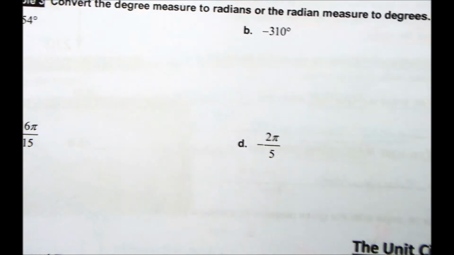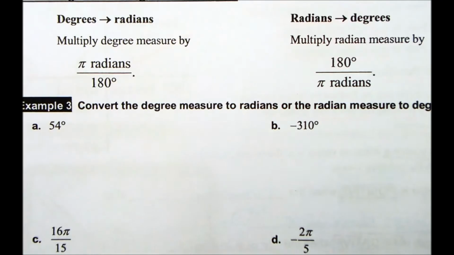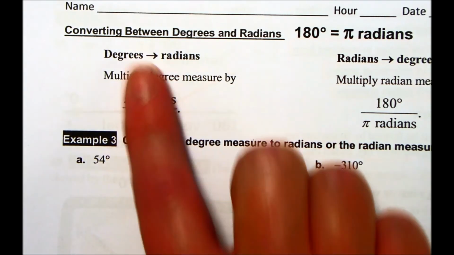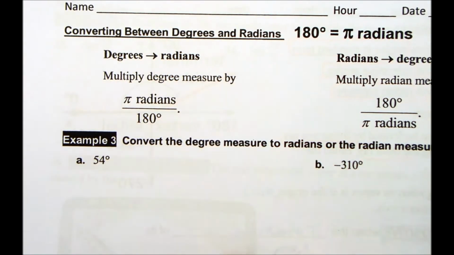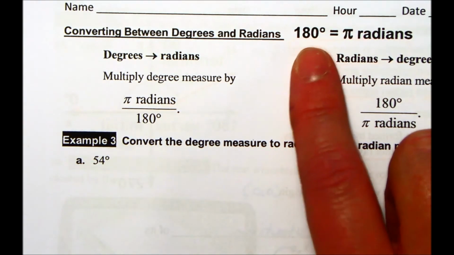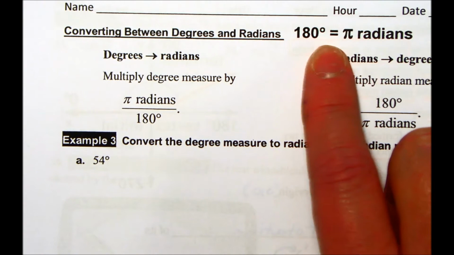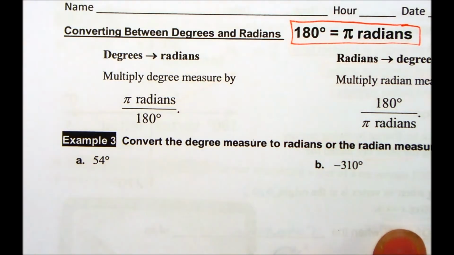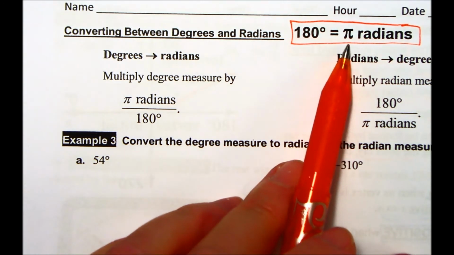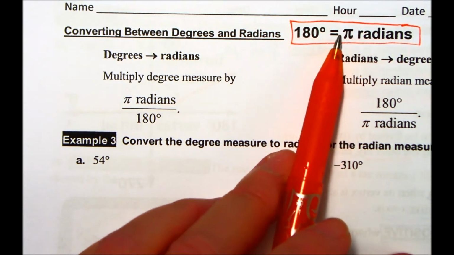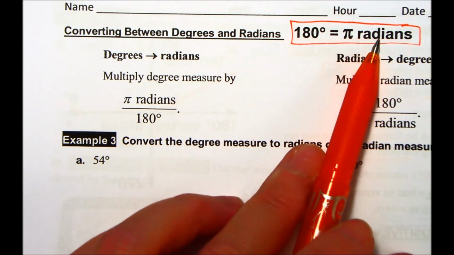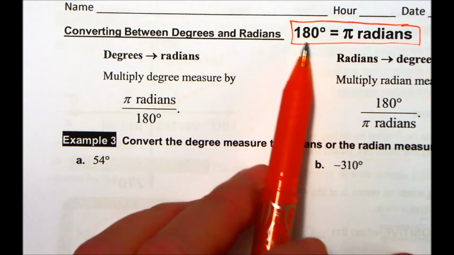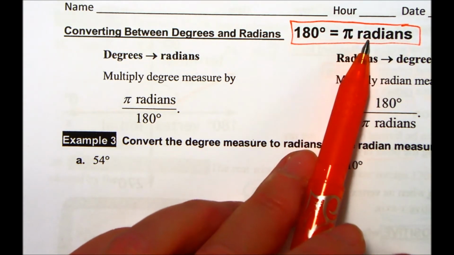Now we're moving on to page 2. Page 2 is converting between degrees and radians. You would benefit from knowing that 180 degrees is equal to pi radians. So we're not using 3.14 for pi. We're just using the symbol for pi and saying pi radians. Radians is a unit of measure.